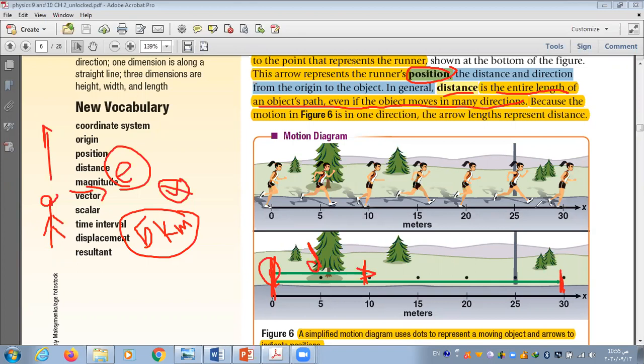Position and distance. Distance is the entire length of an object's path. But position is distance and direction. Okay, I want another one to differentiate between position and distance.